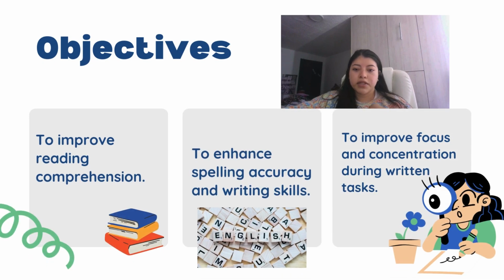So here I have the three objectives, and I focus on reading and writing that are the problems that are most difficult to fight with for students that have dyslexia. So I want to improve reading, to enhance the spelling accuracy, and to improve focus and concentration. That I think is important because sometimes the students, as they are having problems, they struggle and they don't want to continue because they cannot do it as the others can do at the same pace. So I thought that that was a good objective.